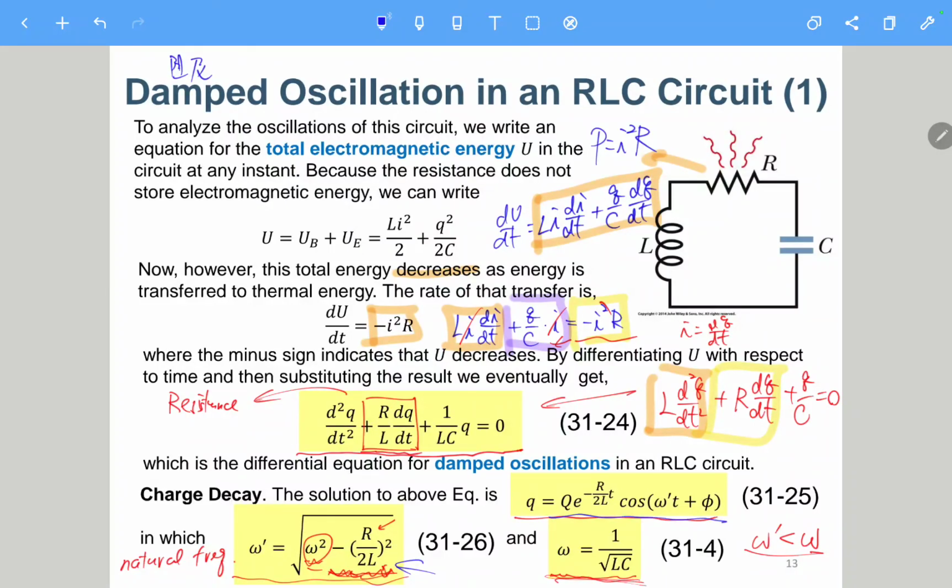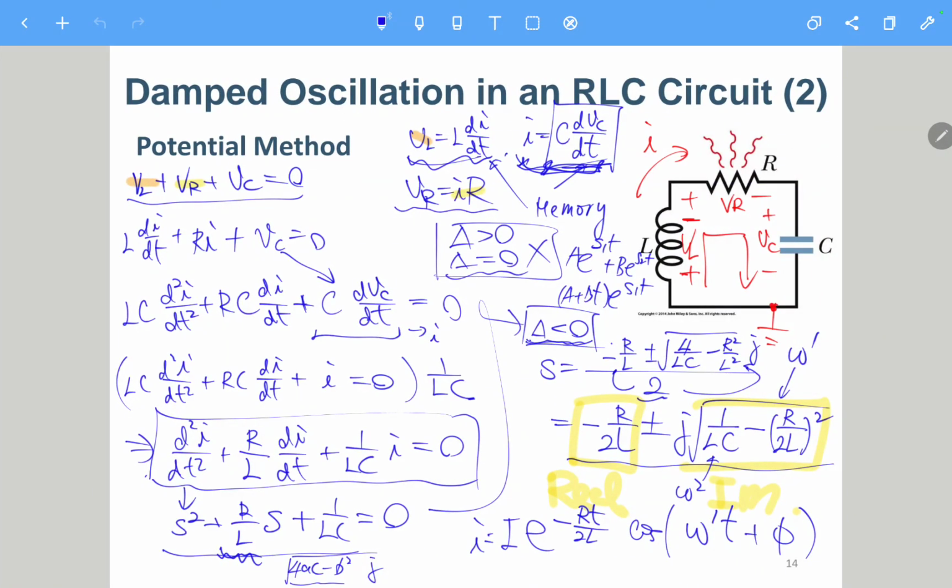And then the expression is like this. Originally, it should be exponential to alpha t and then A cosine omega prime t plus B sine omega prime t. But according to the trigonometric identity, this can be written as I times exponential to alpha t times cosine of omega prime t plus phi. That's why we just write it here.